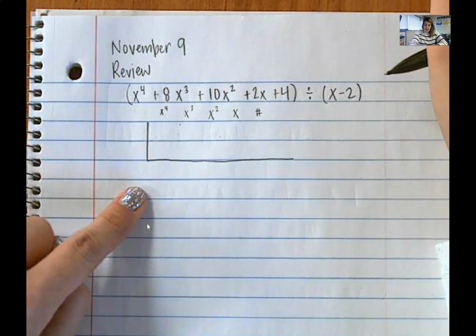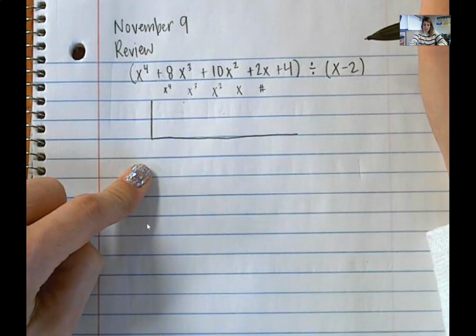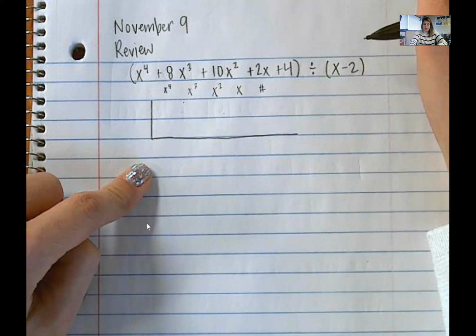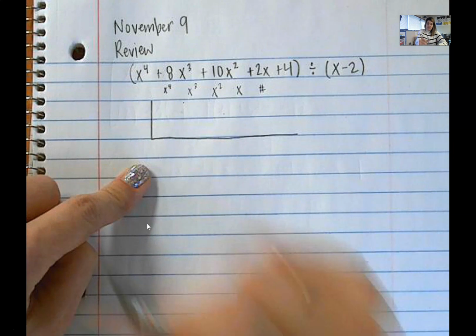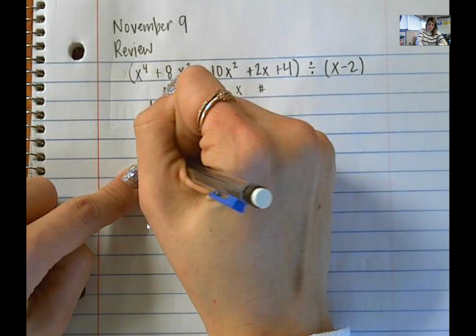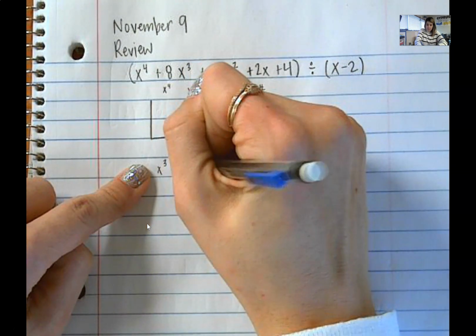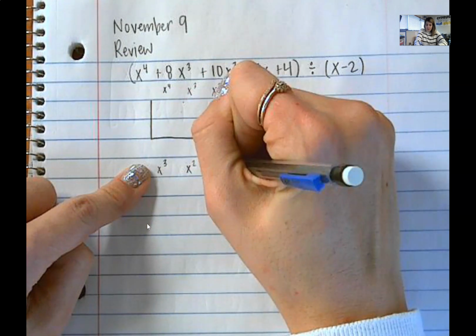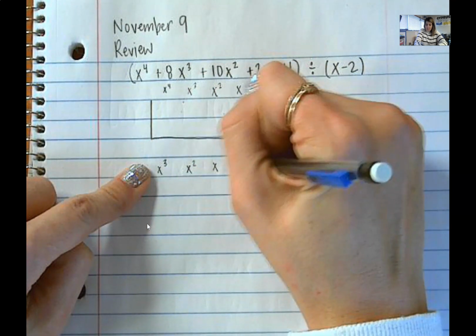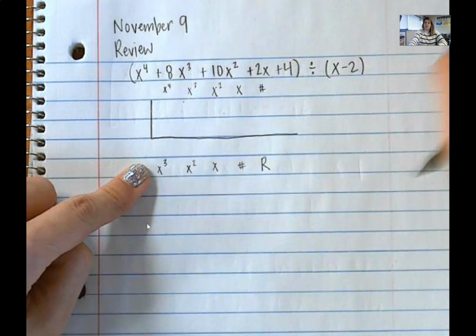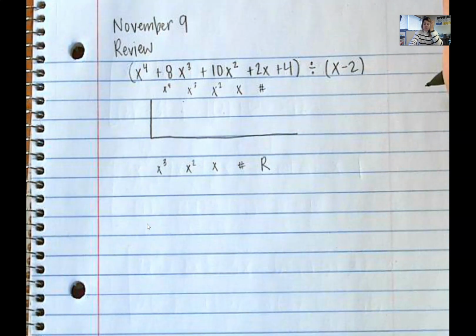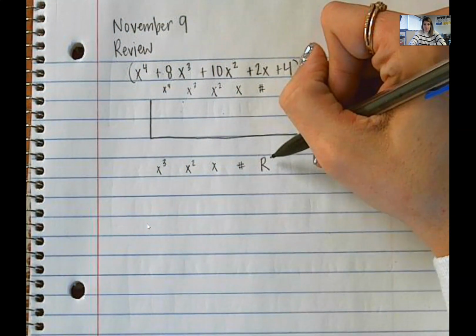Then down for our answer, what we know is that our answer will be 1 degree less. So down here, we'll end up with an x to the third, an x squared, x, number, remainder. The last number you get after you do synthetic division is your remainder.